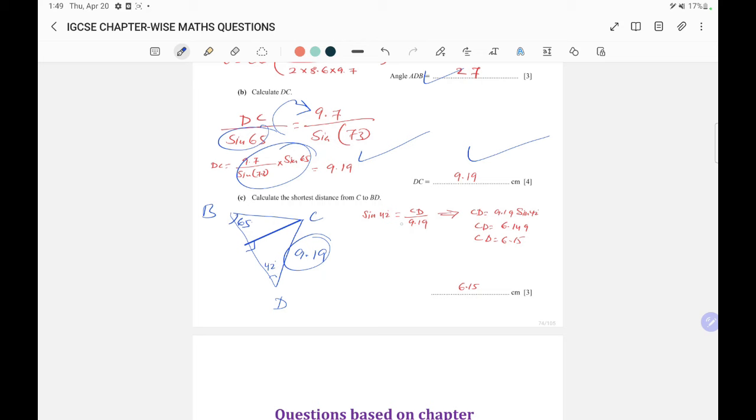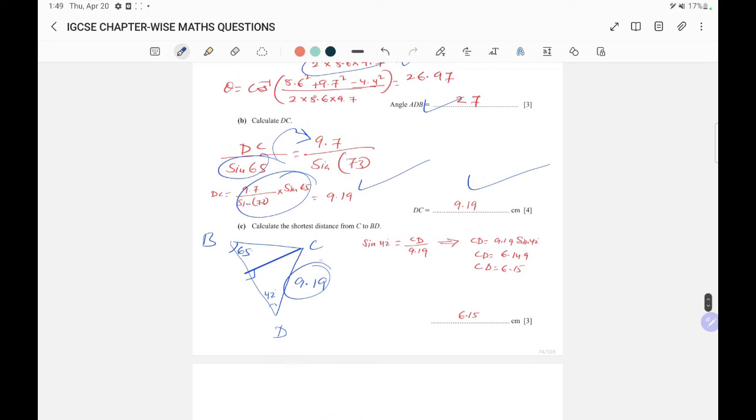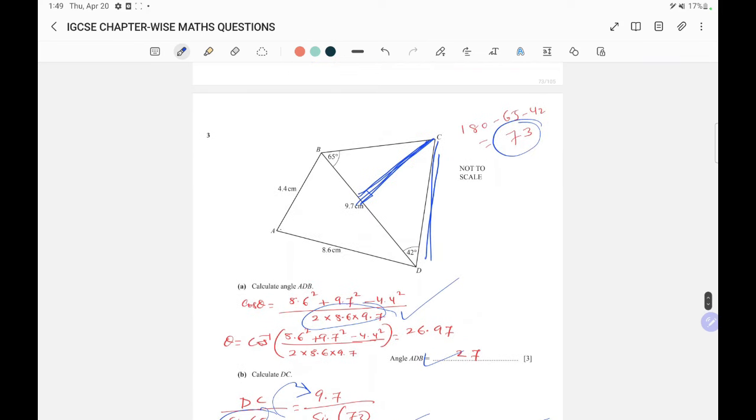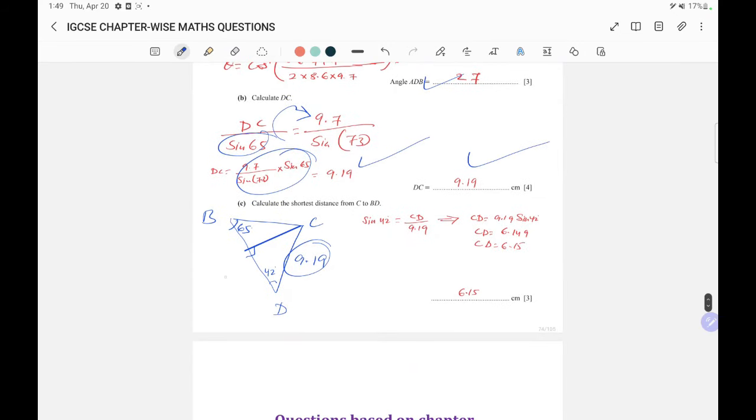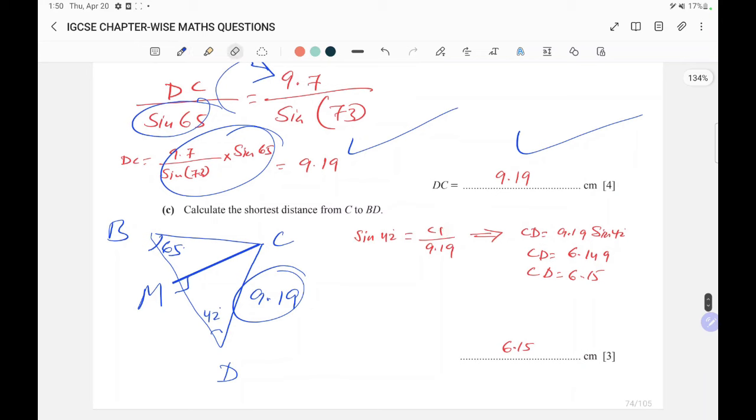So apply sine 42 degrees. Sine 42 is C. Why have I written CD? Guys, this is CM you can consider. So this is CM. So this is not CD, it should be CM. Because opposite over hypotenuse, right? So opposite is CM over 9.19. So 9.19 times sin 42, just calculate, 6.15 you will get. It's not D, it's CM.